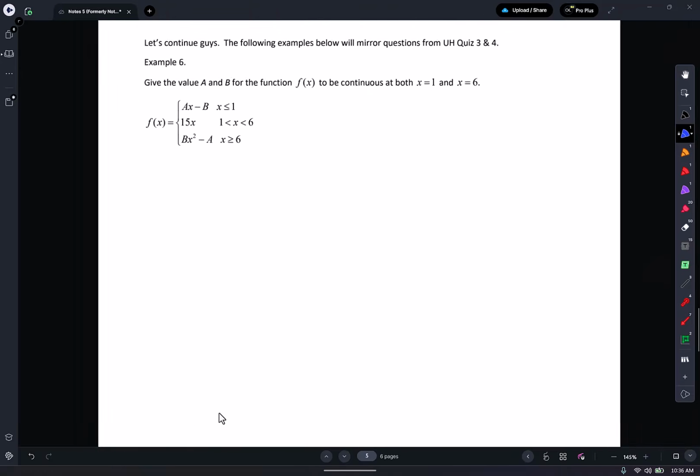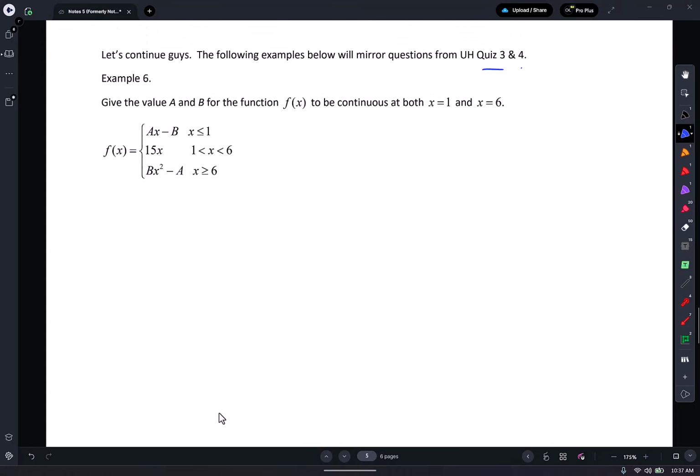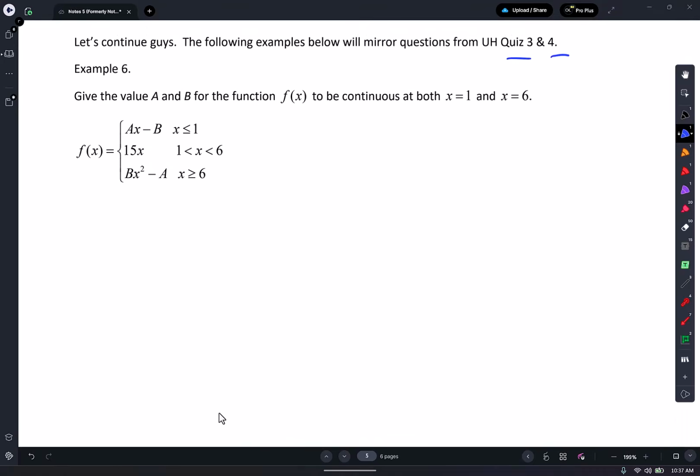All right, here we go. These are like questions from UH Quiz 3 and 4, which we're about to release. And I know some of you are really fast, so I'll release Quiz 3 and Quiz 4 on Canvas for those of you that are going really fast. But I'll make the due date still much later, so don't worry, you guys are fine.